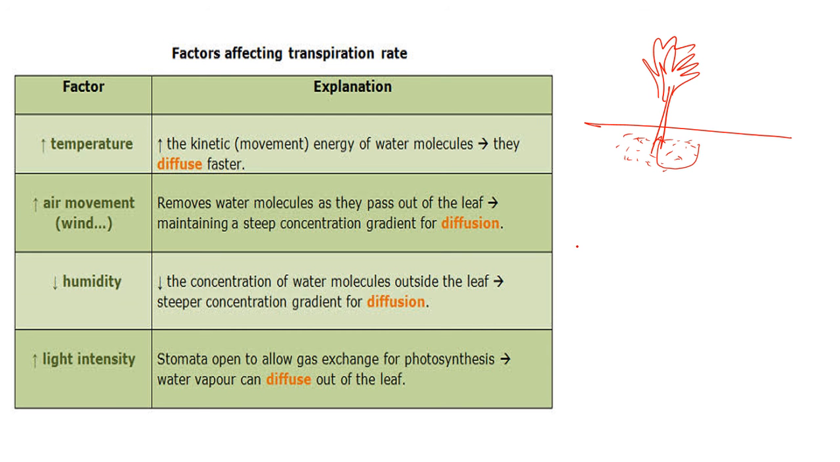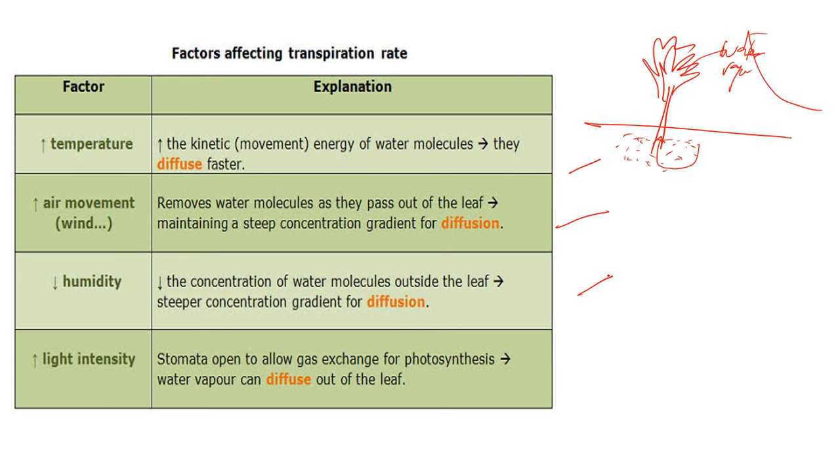The next factor is air movement. The release of water vapor is carried out by the air. The faster the air, the faster the water vapor is carried outside of the plant. And therefore, the faster the water vapor is released, the bigger the concentration gradient, and the faster the rate of diffusion.